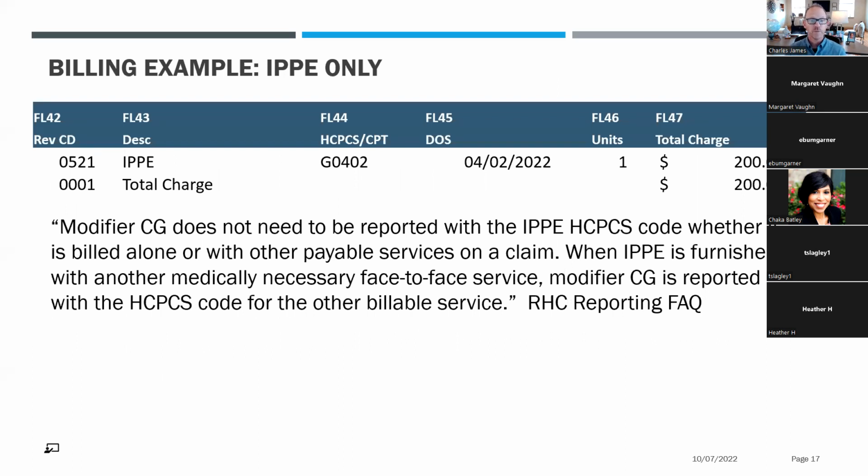And here's the claim example. From our RHC reporting FAQ, the CG is optional. It's the only service I know of.